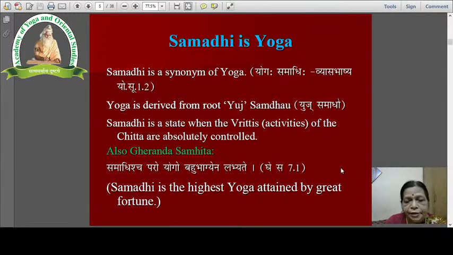Samadhi is a state when the vrittis or activities of the chitta or the mind are absolutely controlled. In Gheranda Samhita also we find the same thing: Samadhischa para yoga bahu bhagyena labhyate. Samadhi is the highest yoga, attained by great fortune. There are two samadhis, sampragyata and asampragyata. Both are yoga, but the highest yoga is the asampragyata, which includes the sampragyata.